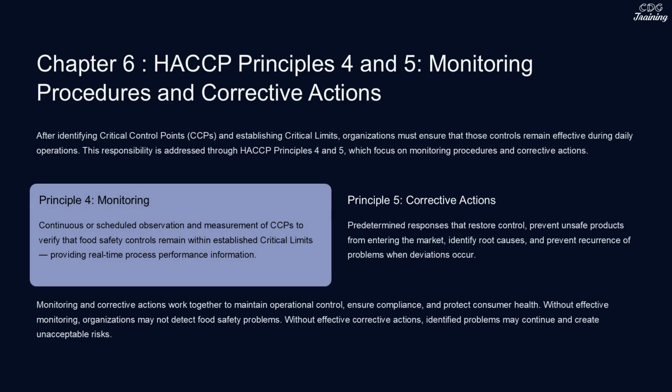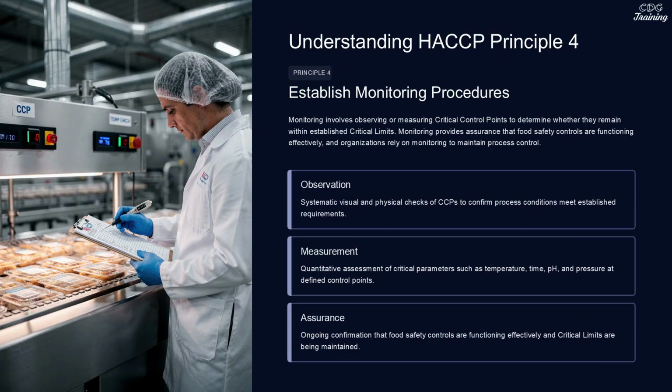After identifying critical control points and establishing critical limits, organizations must ensure that those controls remain effective in daily operations. This responsibility is addressed through HACCP Principles 4 and 5, which focus on monitoring procedures and corrective actions. Monitoring involves observing or measuring critical control points to determine whether they remain within established critical limits. Monitoring provides assurance that food safety controls are functioning effectively, and organizations rely on monitoring to maintain process control.